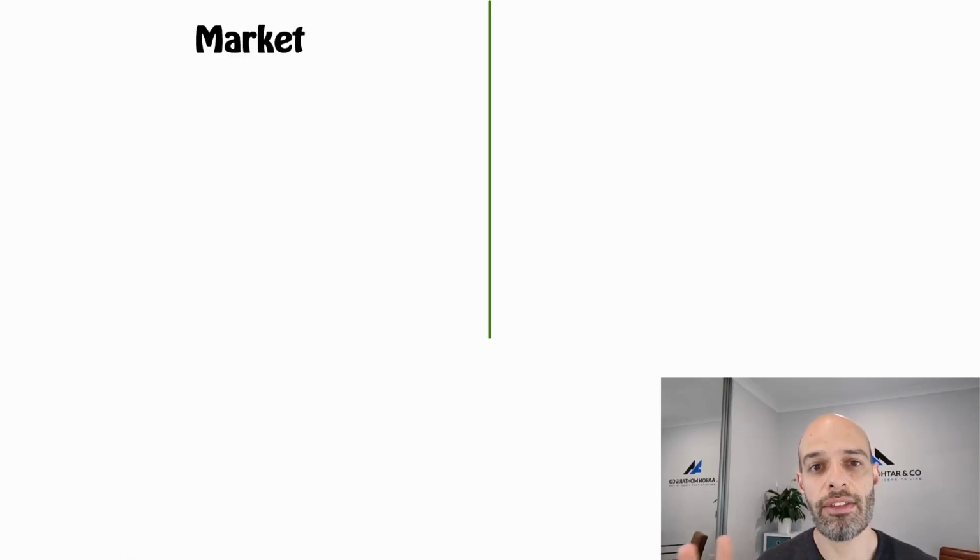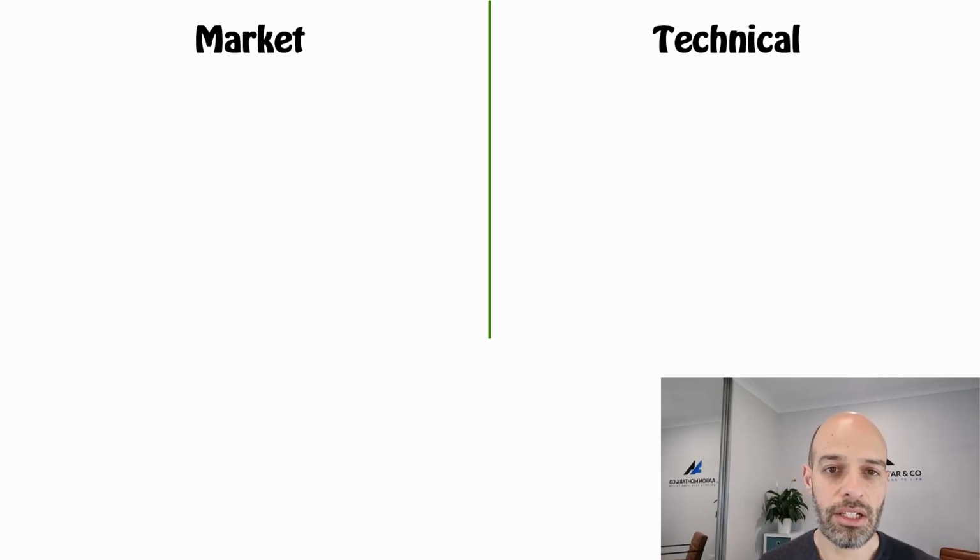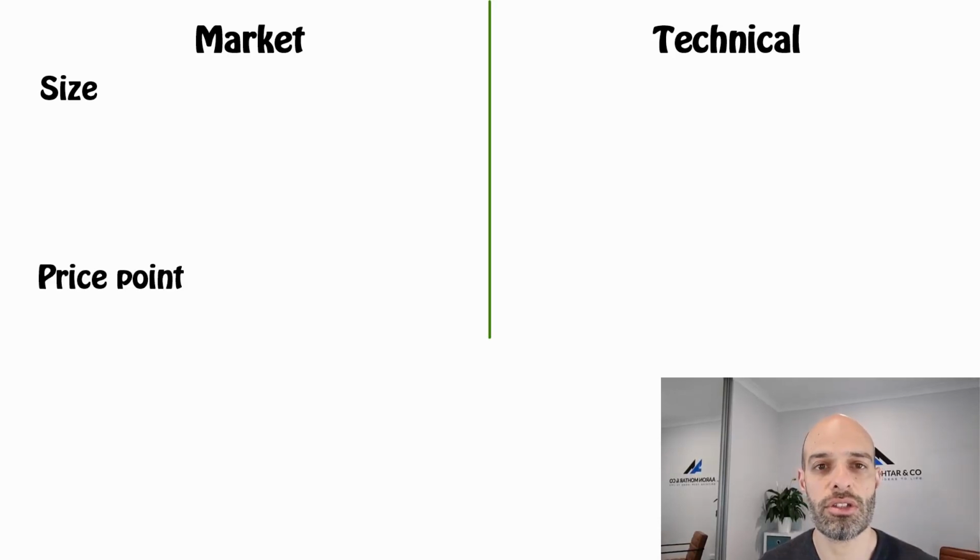I guess the first step is to split it into two main categories. We want to evaluate the market from one side and the technical costs from the other side. Looking at the market, we've got two things we want to answer. We want to figure out what the size of the market is, and also what the price point of the device is, so how much we're going to sell the device for.